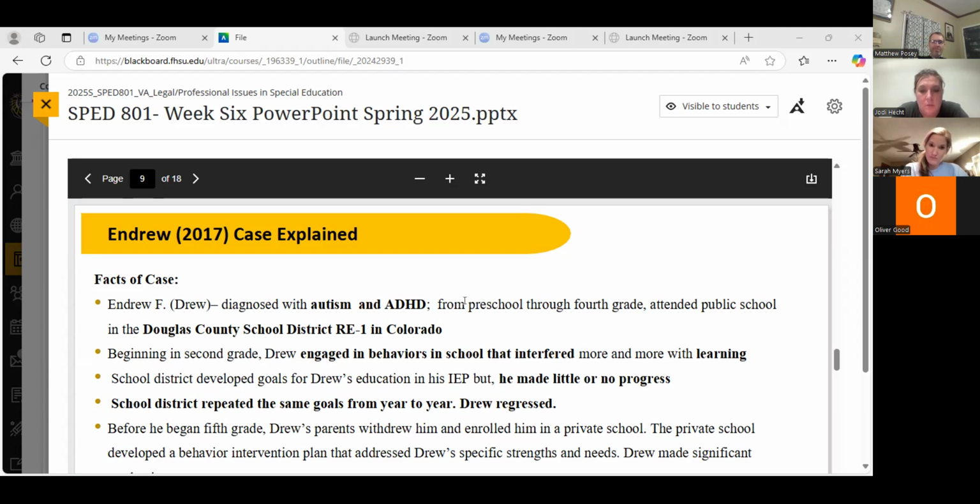Okay, they weren't really changing the IEP up. They weren't going back and reviewing data and monitoring progress. They just kind of used the same format, same goals, year to year. Well, guess what? Basically, as the student got older, the student regressed. They weren't making progress, right, with the same goals.